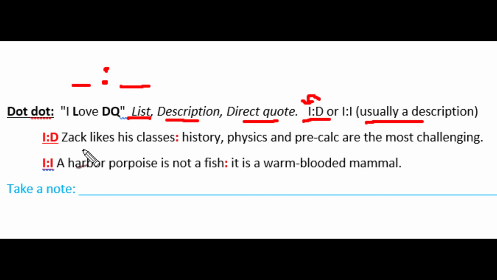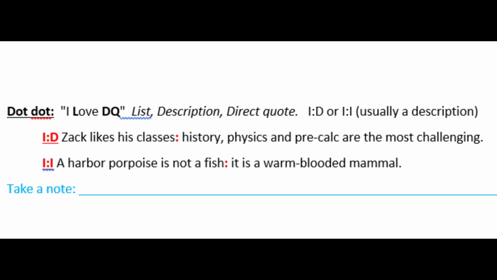Here we go. It says Zach likes his classes. Here you see we have classes before the dot dot, and now you see that we list them off: history, physics, pre-calc are the most challenging. If you look at it from the perspective of the abandoned boxcar, grammar in general, when we have an independent clause, what comes after that is usually going to define the word that's right before the punctuation there. In this case, you see classes, and classes is our noun. See the similarities?